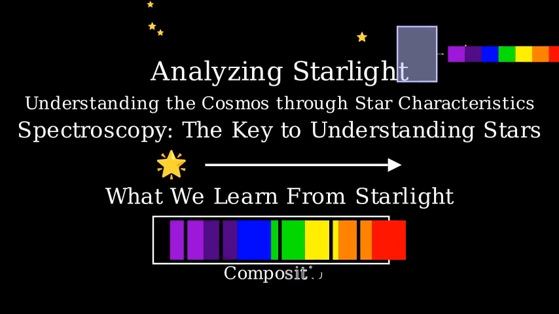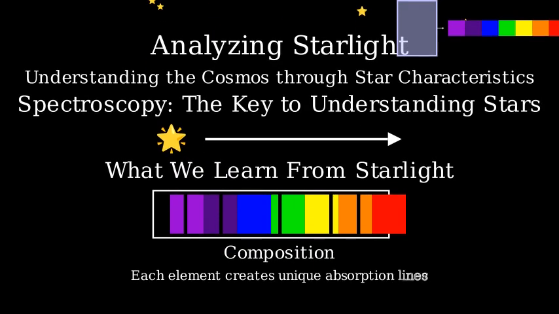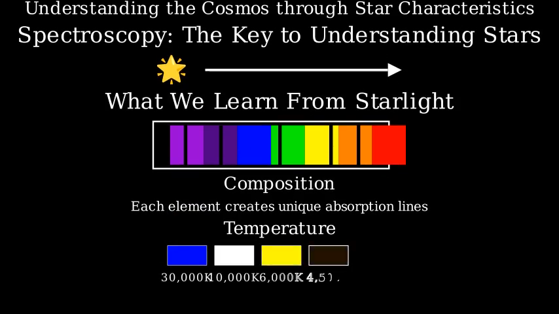First, we can learn about a star's composition. Each element leaves unique fingerprints called absorption lines in the spectrum. Second, we can determine a star's temperature. The color and shape of the spectrum tell us how hot the star is. Hot stars appear blue or white, while cooler stars appear red or orange.